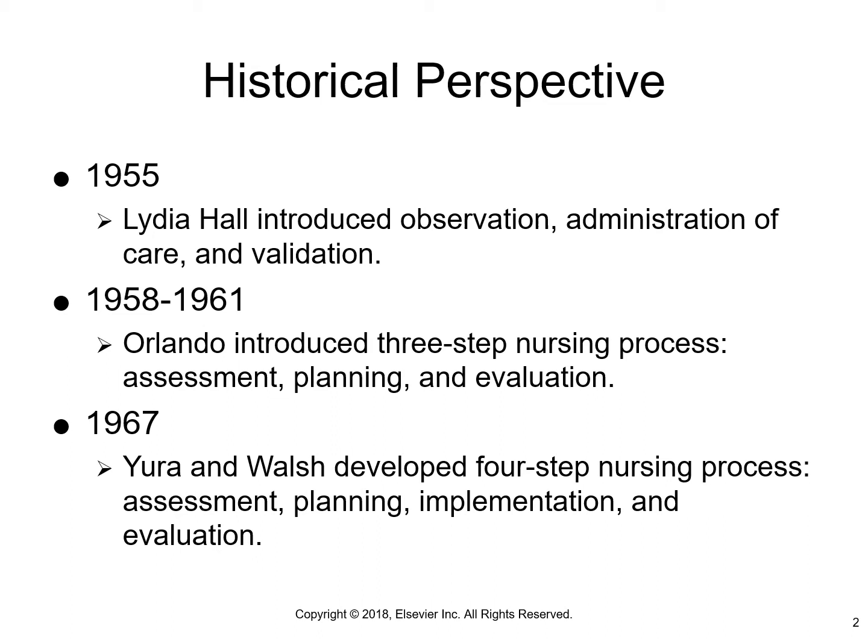In 1973, the ANA added the fifth item to the nursing process, the diagnosis. In 1991, the ANA introduced outcome identification. So the six steps of the nursing process today are assessment, diagnosis, outcome identification, planning, implementation, and evaluation.